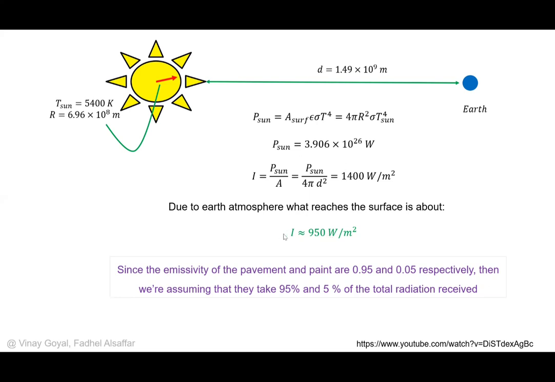And I want to highlight that this value here is at the peak time. So that's, for example, at noon time, when we have the largest amount of radiation received on the Earth. So that would be this peak value. During other times of the day, that value will be less. And I believe it will also have a parabola shape.